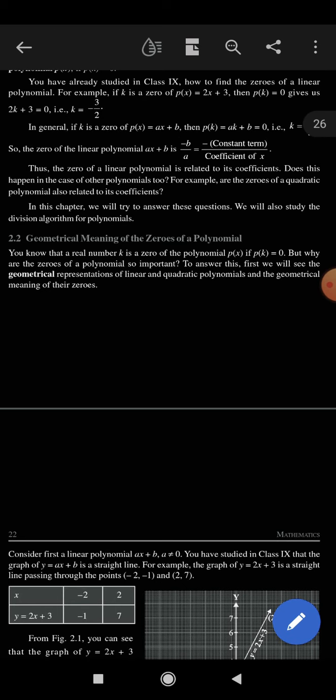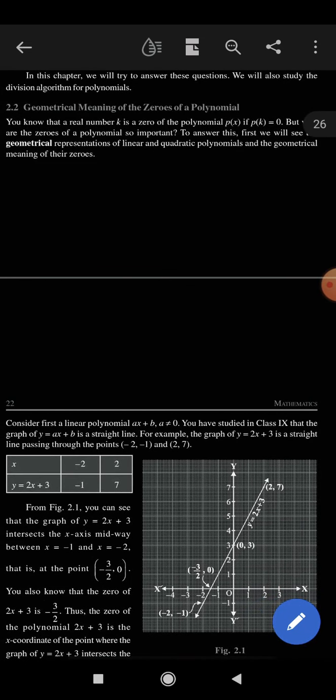Does this happen in the case of other polynomials too? For example, are the zeros of a quadratic polynomial also related to its coefficients? In this chapter, we will try to answer this question. We will also study the division algorithm for polynomials.